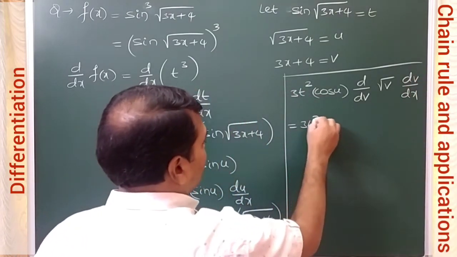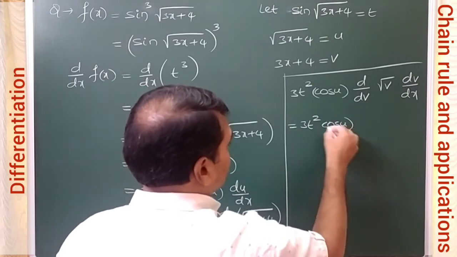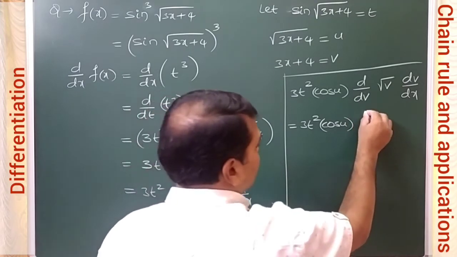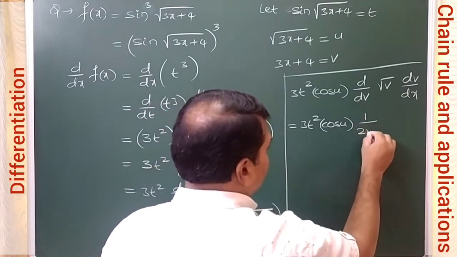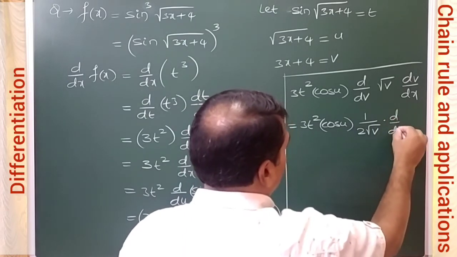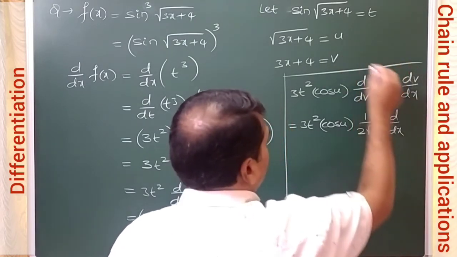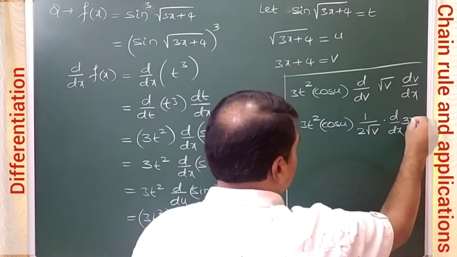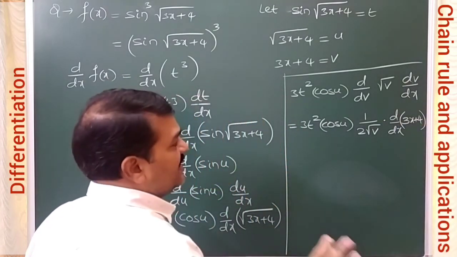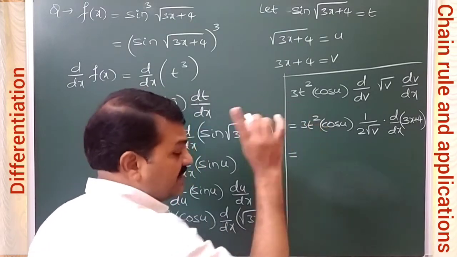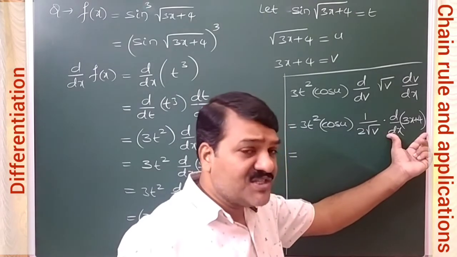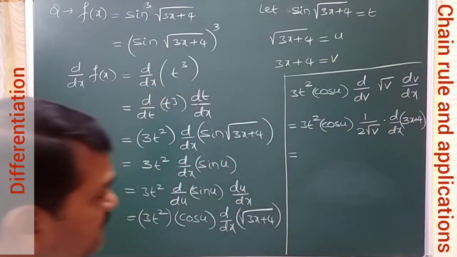So 3t square cos u. This is the derivative of root x model. Derivative of root x is 1 by 2 root x, into d by dx of v, that means 3x plus 4. This is a standard formula. You can differentiate 3x plus 4 directly. The chain has stopped, because this is a standard derivative and you can differentiate it. Therefore, the chain stops there.